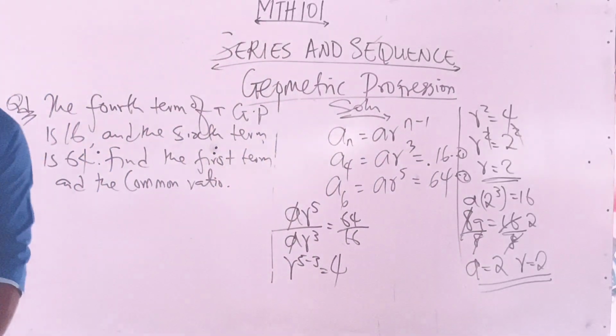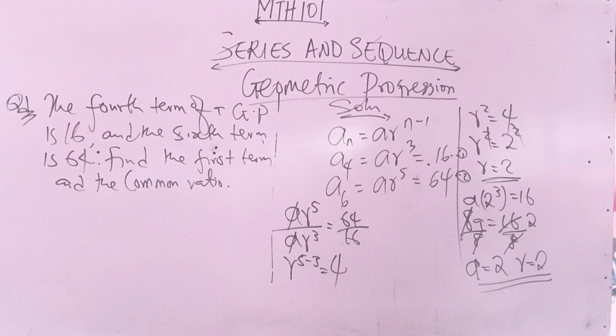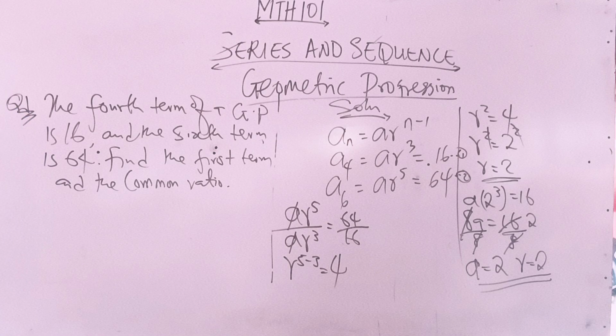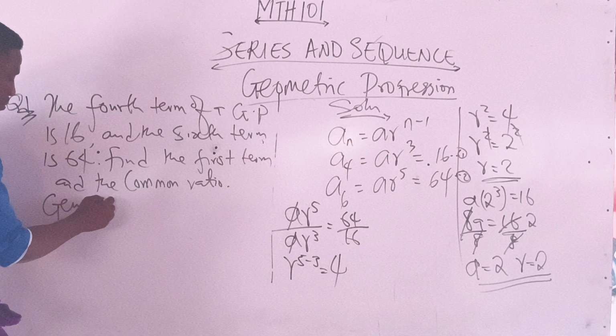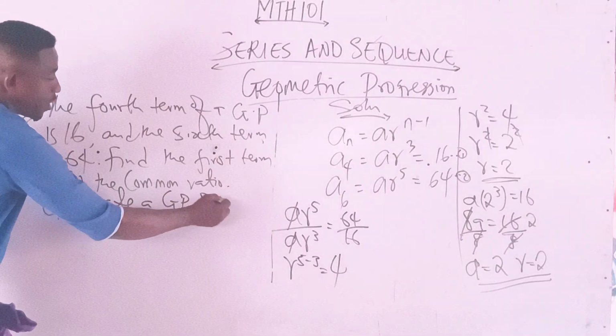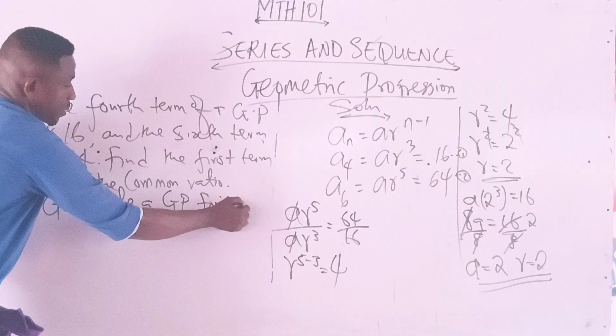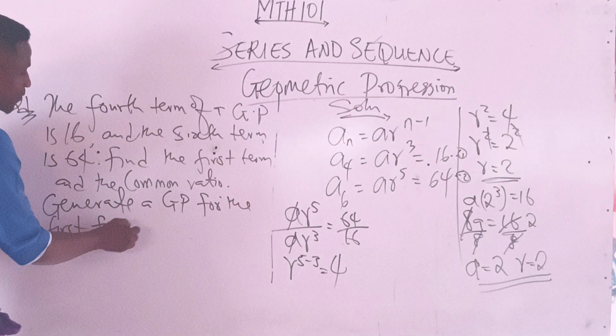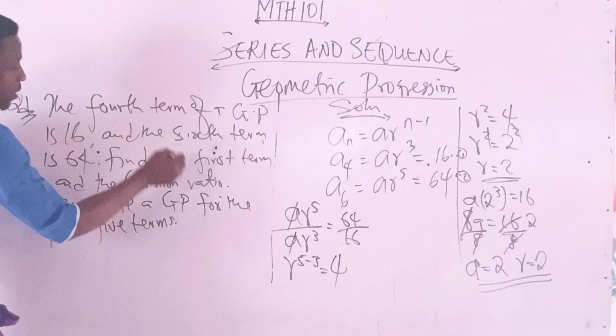After getting that, generate the geometric progression for the first 5 terms. Generate a GP for the first 5 terms. Oh yeah, fast.